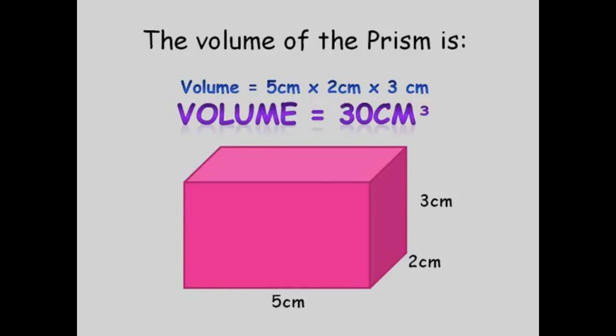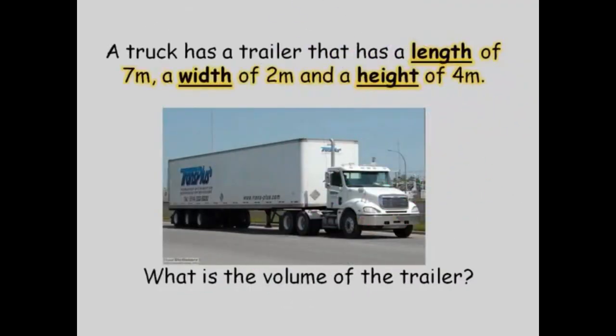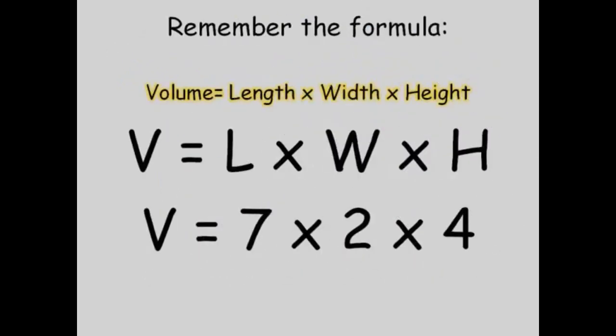Now that you know the formula, let's have a go at doing the next problem. A truck has a trailer that has a length of 7 metres, a width of 2 metres, and a height of 4 metres. What is the volume of the trailer? Make sure you remember the formula. Volume equals length times width times height. So the volume of our trailer is 7 times 2 times 4. Pause the podcast here. You may wish to do this problem individually, in pairs, or as a class.